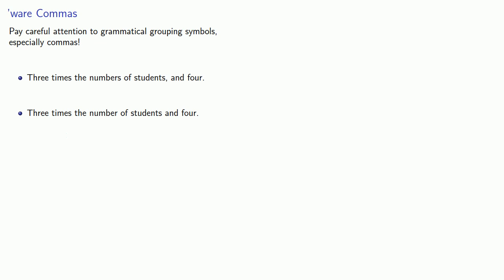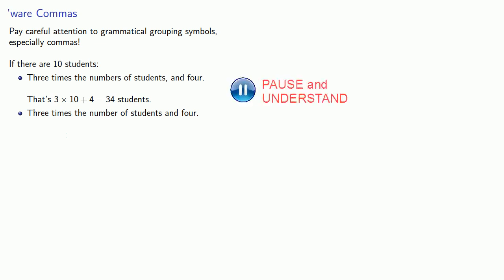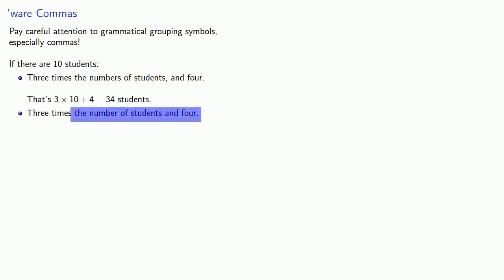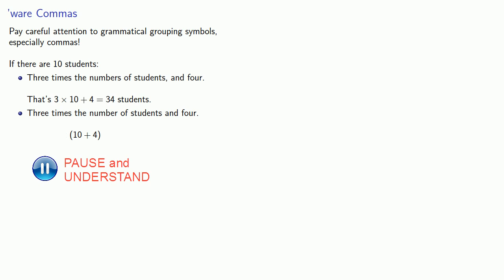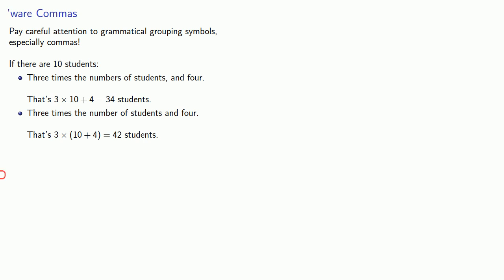To see why this is different, suppose there are 10 students. Then 3 times the number of students, comma, and 4, well, that's going to be 3 times 10 plus 4, or 34 students. On the other hand, 3 times the number of students and 4, since the number of students and 4 is one thing, we should consider those as being inside a set of parentheses. And 3 times that amount is going to be 3 times, parenthesis, 10 plus 4, that's 42 students.